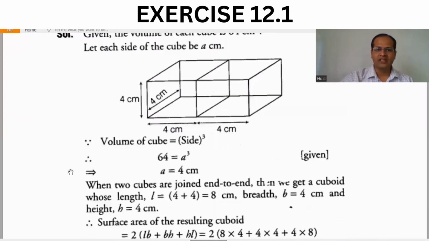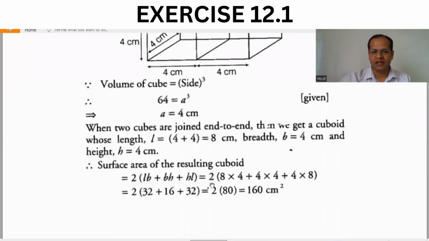So the volume is given, and we know the formula for the volume of the cube is side cubed, that is 64 equals a cubed, so the side is 4 centimeters. Now when two cubes are attached end to end, we get a cuboid of length 4 plus 4, 8 centimeters, breadth 4 centimeters and height 4 centimeters, and we just have to substitute in the formula, 2(LB + BH + LH).